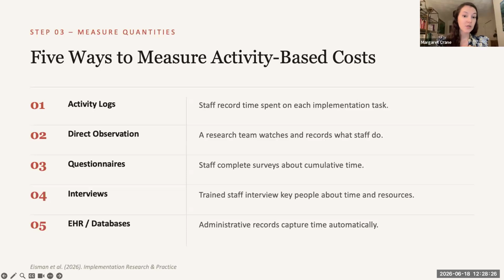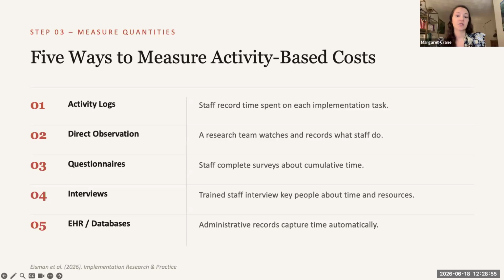All right, direct observation. So this is a very precise way of measuring costs, but burdensome, so I see it less, which is where a research team watches and records what staff do. Questionnaires, this is lower burden. It's often less precise, where staff complete surveys about cumulative time they've spent on things. The more frequently you ask for these surveys to happen, that starts being more like an activity log, the more accurate they are. But questionnaires is like, looking retrospectively, how long did you take?